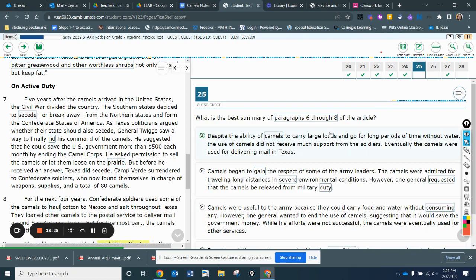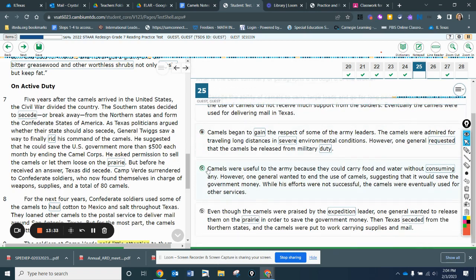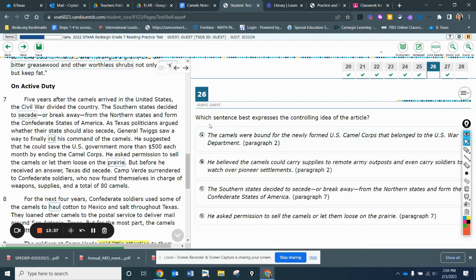All right, let's look at number 25. Paragraph 6 through 8, we already did that one together, so we're not going to waste our time with that one. We knew that the answer was C. Let's look at number 26. Which sentence best expresses the controlling idea of the article? This is asking for the thesis statement. What is the whole article about?